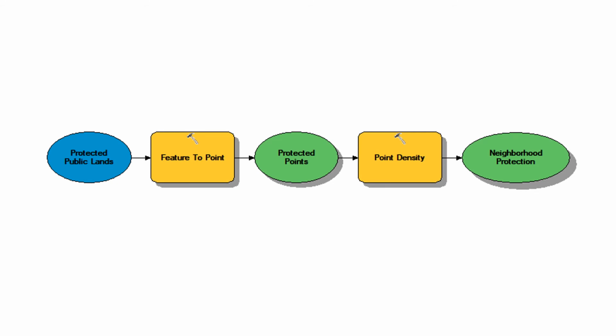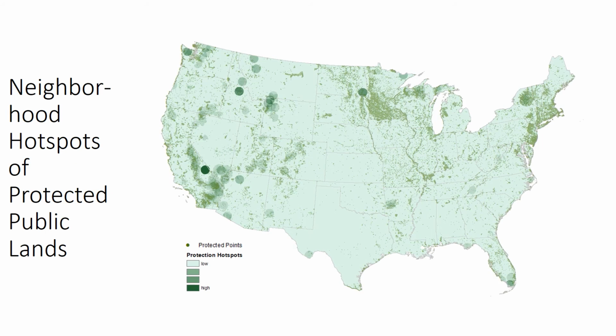Next, I created a model of neighborhood protection. The Point Density tool gathered data from the Protected Points layer to convey neighborhood protection. This map depicts neighborhood hotspots of protected public lands. The Protected Points layer is 50% transparent in order to see where the highest densities and points overlap. Darker green conveys bigger hotspot.